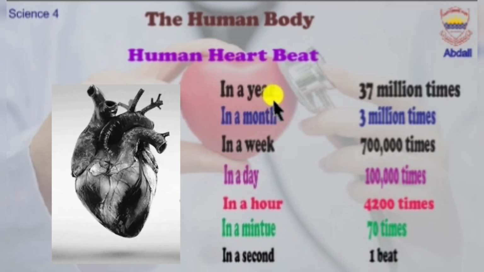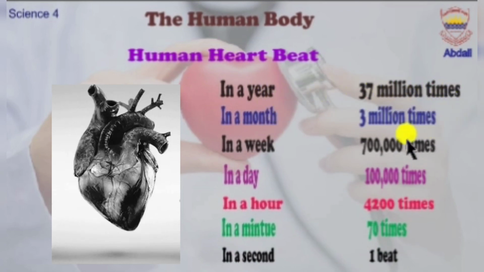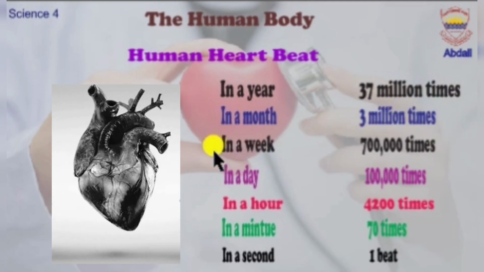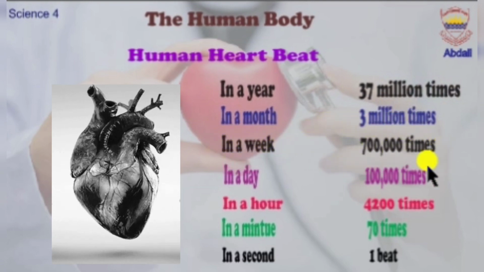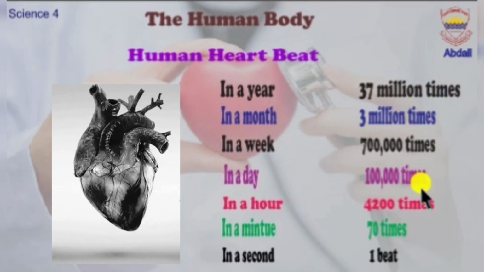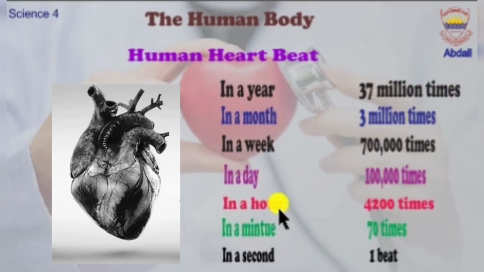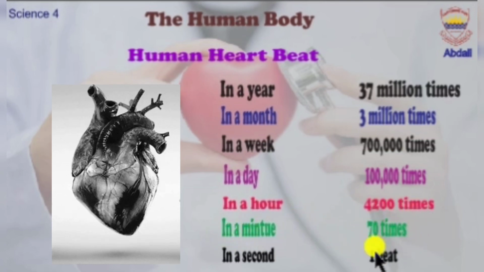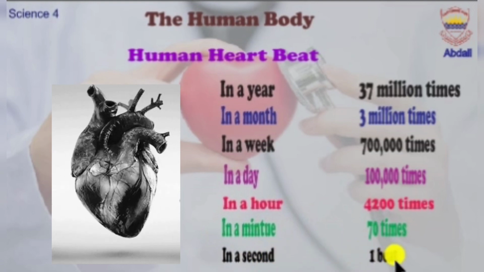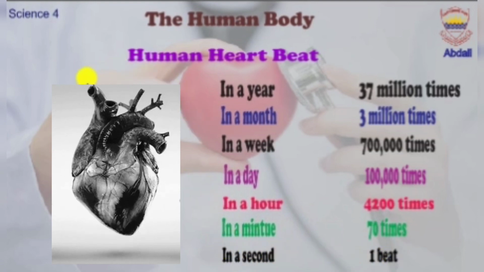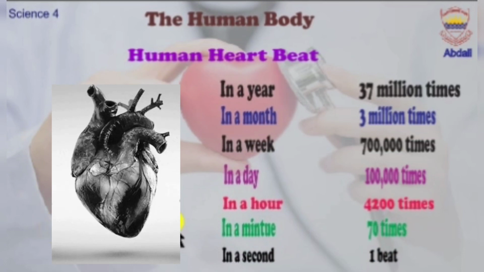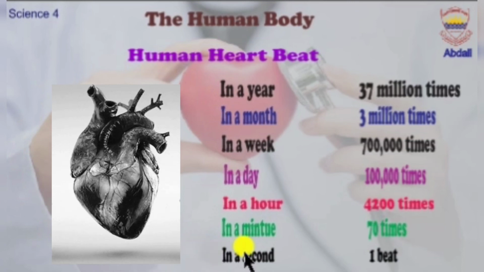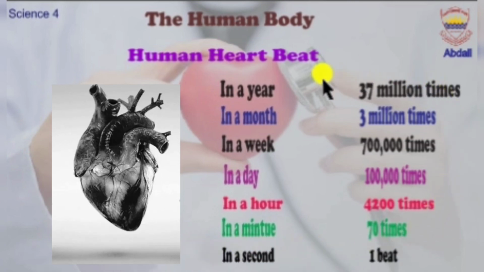In a year, our heart beats 37 million times. In a month, 3 million times. In a week, 700,000 times. In a day, 100,000 times. In an hour, 4,200 times. In a minute, 70 times. In a second, 1 beat. Our heart beats 37 million times a year.